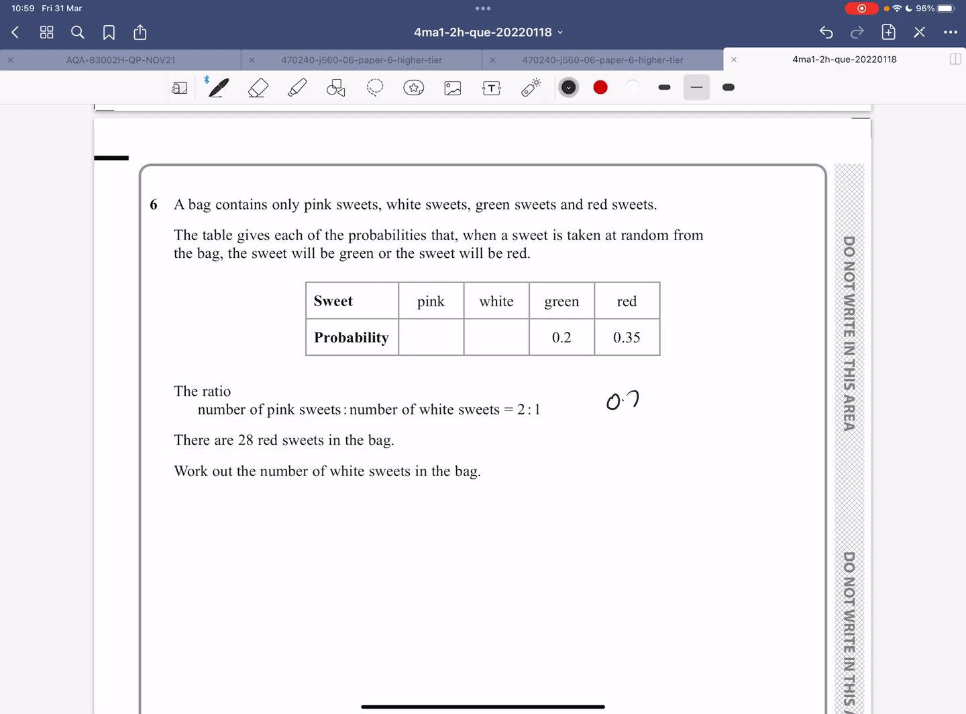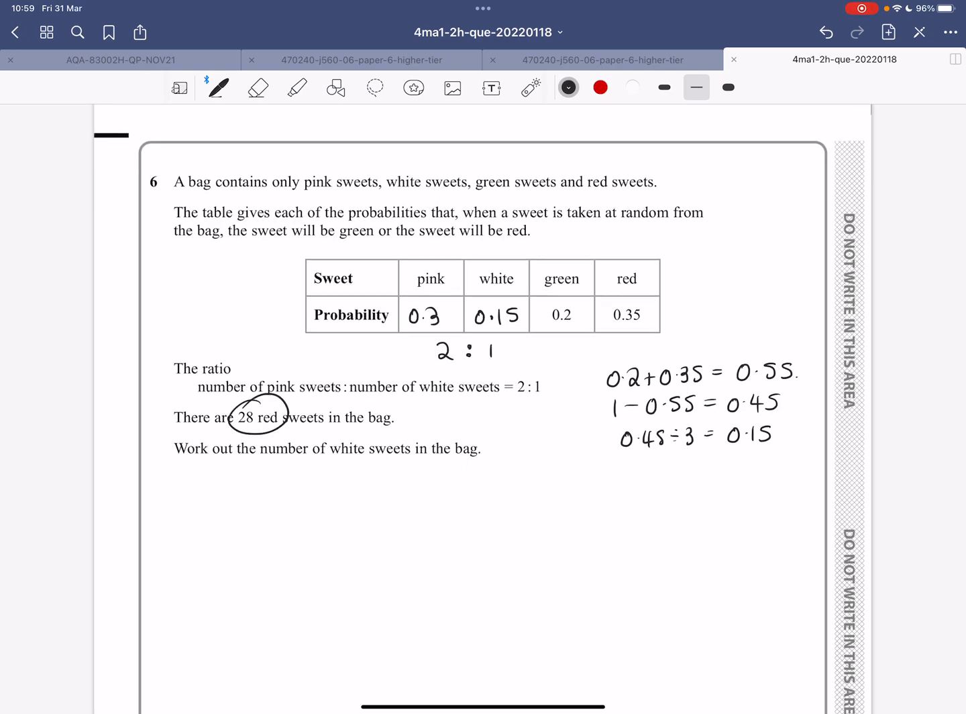Okay, so let's do this. So we can say 0.2 plus 0.35 equals 0.55. 1 minus 0.55 is 0.45. Now, because these are in the ratio 2 to 1, 3 altogether, we do 0.45 divided by 3, which is 0.15. So white is going to be 0.15 and pink is going to be 0.3.